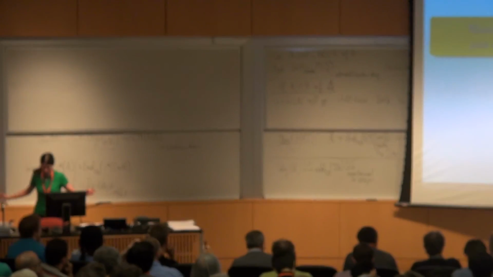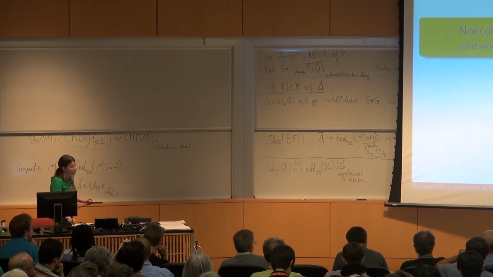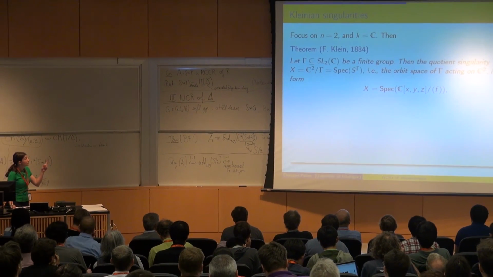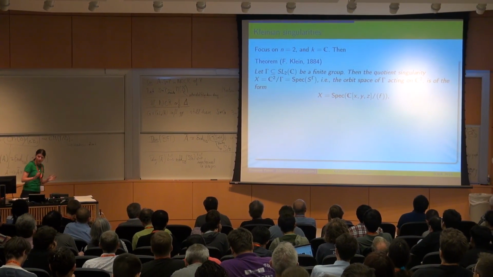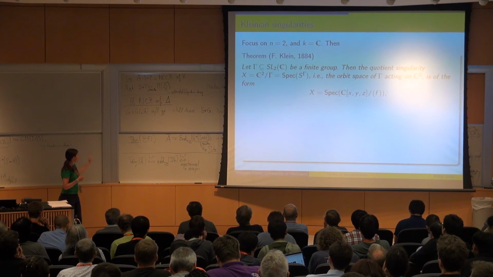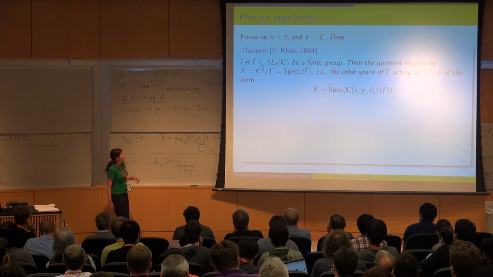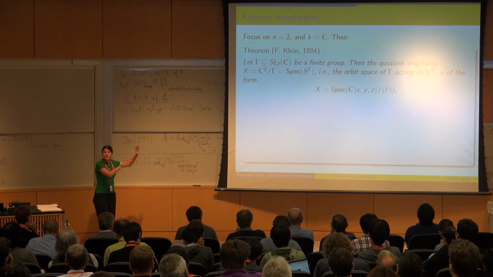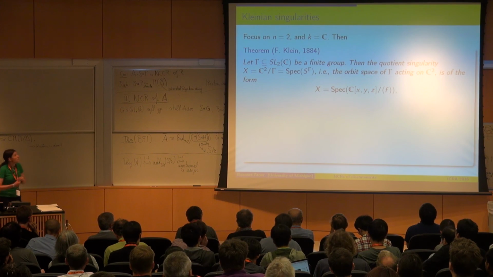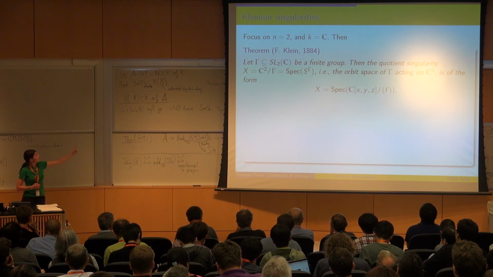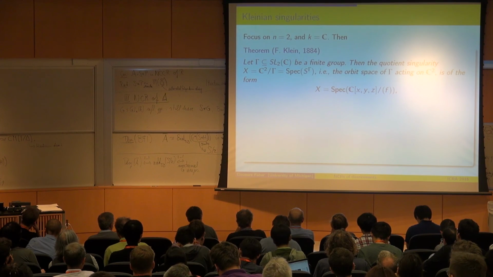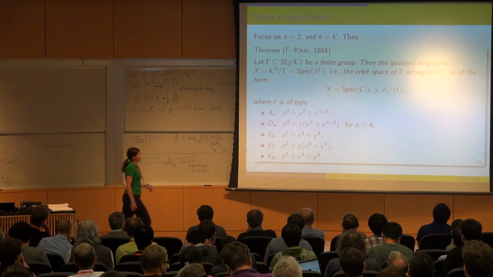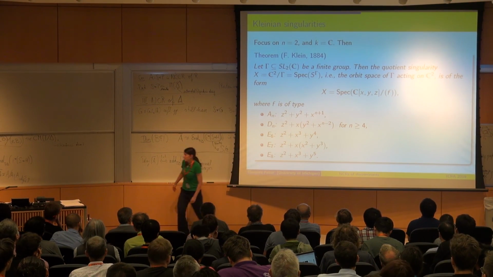Here I just wanted to state the result again for dimension n. So let us look at how our result looks in dimension 2. This is the classical theorem of Felix Klein. If we have the quotient by finite subgroups of SL2, then we get this list of A_n, D_n, E6, E7, and E8. These are the hypersurfaces.